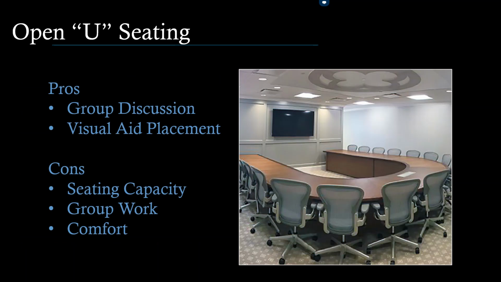Another arrangement is an open U, where tables are arranged to create a U shape. Because of the U shape, the instructor can become part of the group by stepping into the U, where learners can not only see the instructor, but they can also see each other, which is welcoming for group discussions. This seating also forces their attention to a focal point where visual aids can be placed.